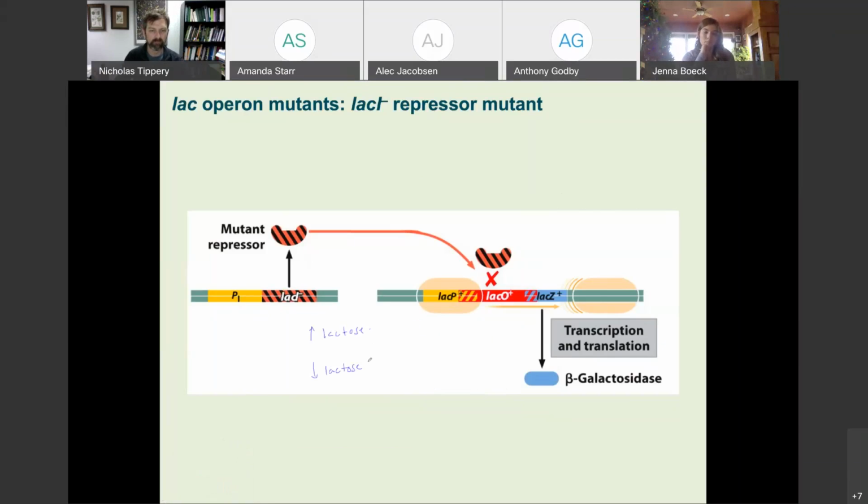So we've seen what happens normally. We saw that in the presence of lots of lactose, transcription is on, and in low amounts of lactose, transcription is off. So what happens if we have a mutant repressor that cannot repress?